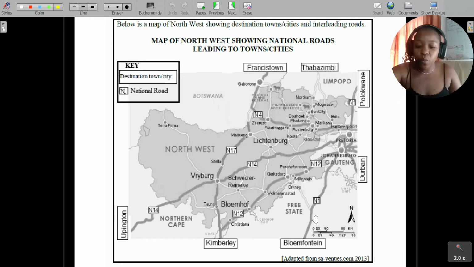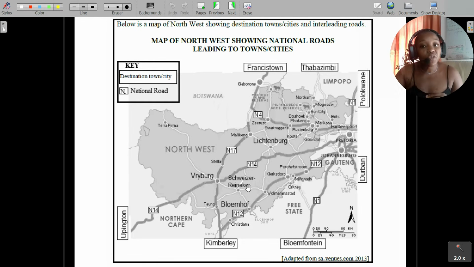On today's video tutorial, we're going to be analyzing a provincial map. So what is a provincial map? A provincial map is a map that focuses on one province. From just looking at this map, we can see that the province of the Northwest is being focused on. When we're looking at provincial maps, they focus on a particular province, whether it's the Northwest, Gauteng, Eastern Cape, or Northern Cape. And we see national roads, municipal roads, and things like that. So in today's video tutorial, we're going to be focusing on this provincial map.